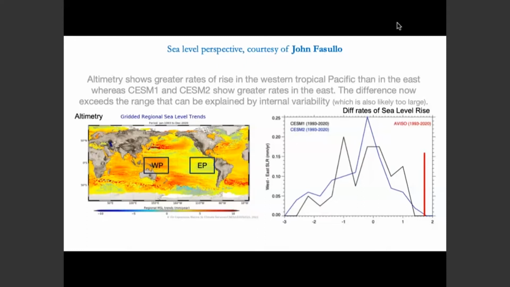So what's becoming clear is that even in these short periods of time with really good quality observations, there is some anthropogenic signal in there.